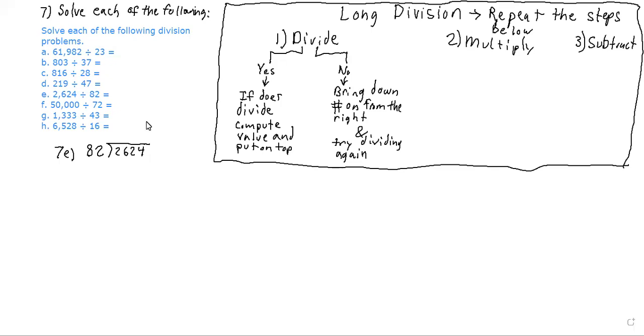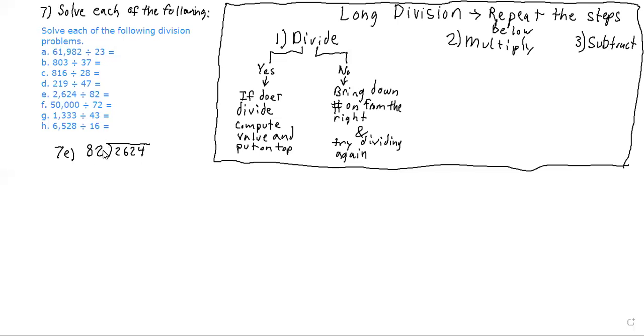Okay, so let's apply it now. They want us to divide. Question E says 2,624 divided by 82. So we're going to write that out in long division. Again, remember that the number that we're dividing into, the dividend, goes underneath the division bar, or the division symbol, and is being divided by the number on the outside, the divisor.